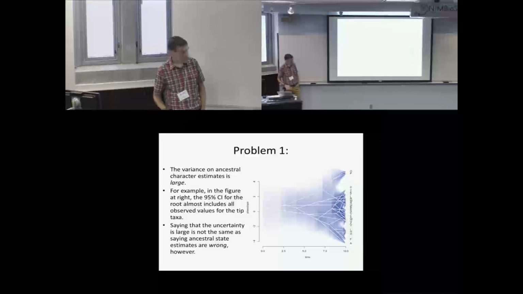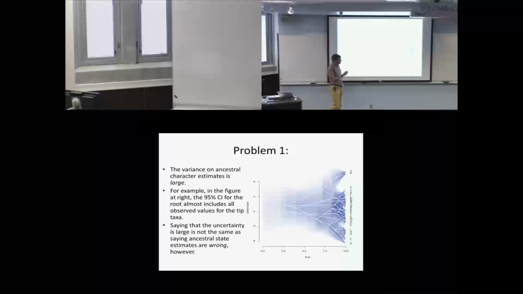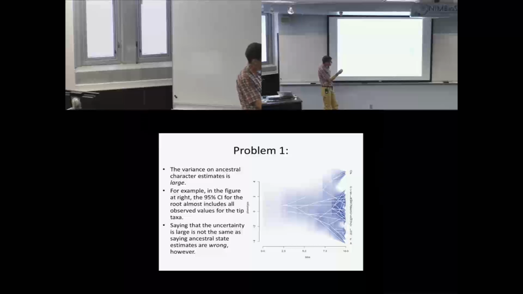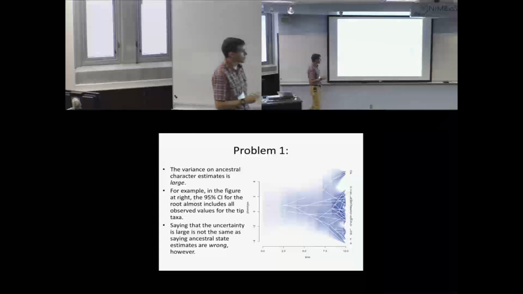For instance, here is a different type of visual that I haven't shown so far. It's a projection of the tree into this phenotype space, but it's overlain with a 95% high probability area around all the ancestral nodes in the tree. And if you look closely, you can see that the 95% high probability area almost includes all of the observed tip values in the phylogeny, for the root node, that is.